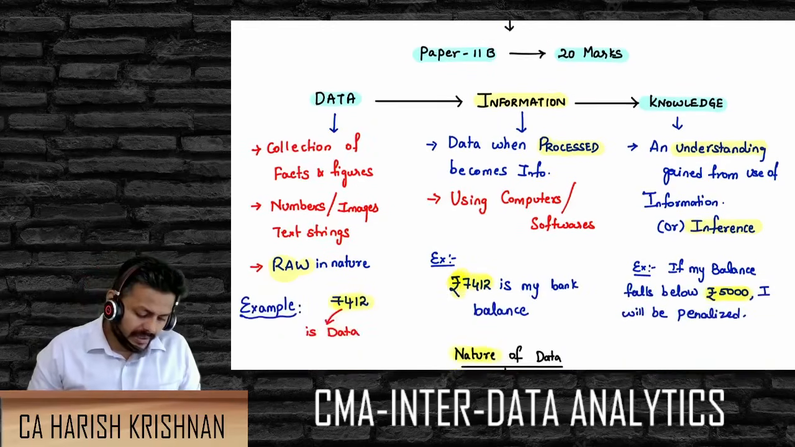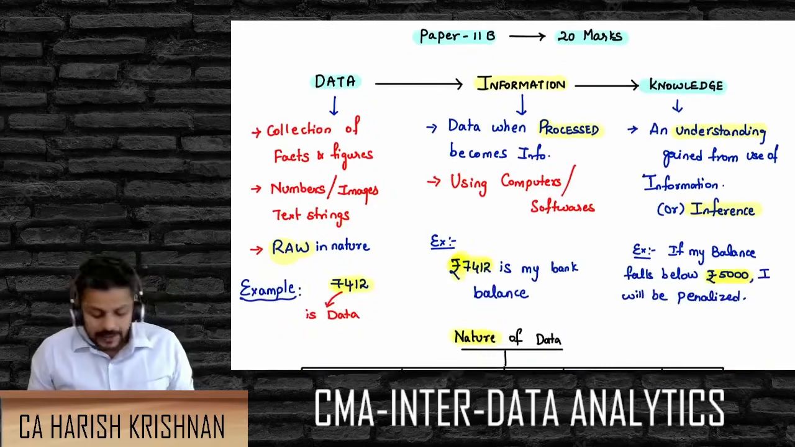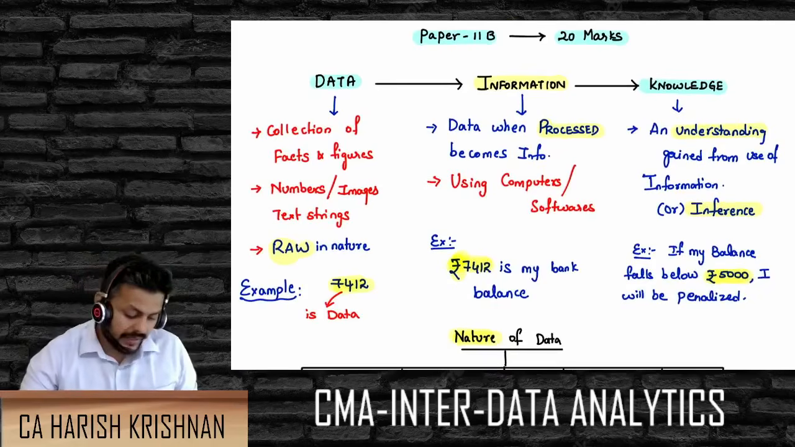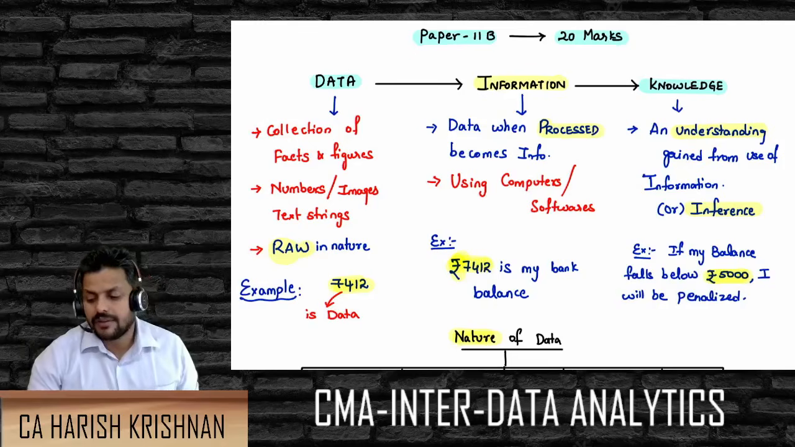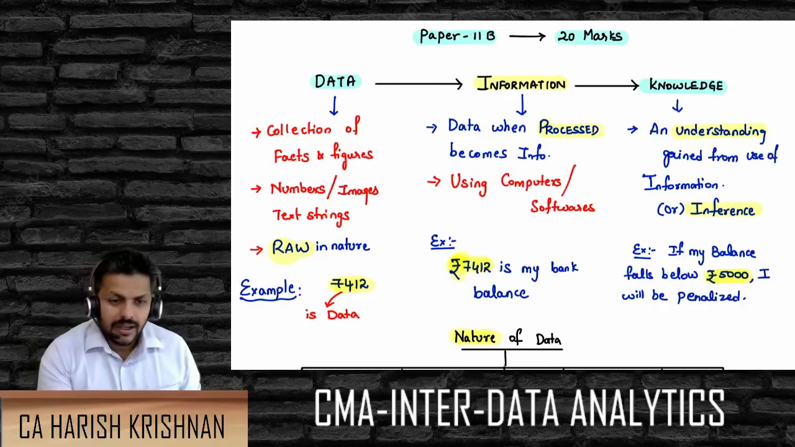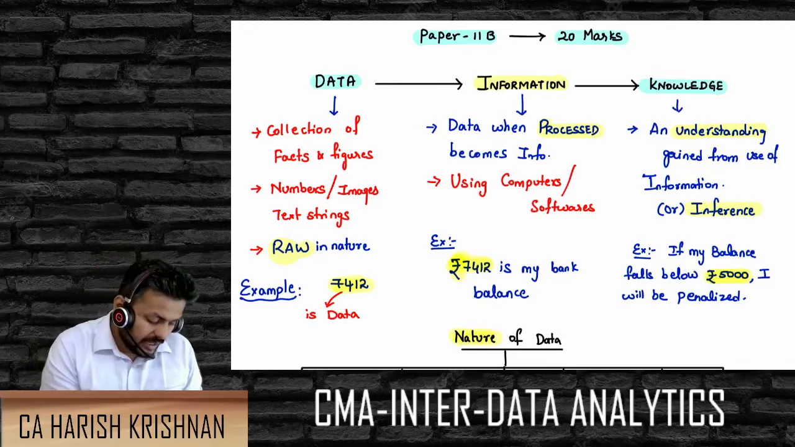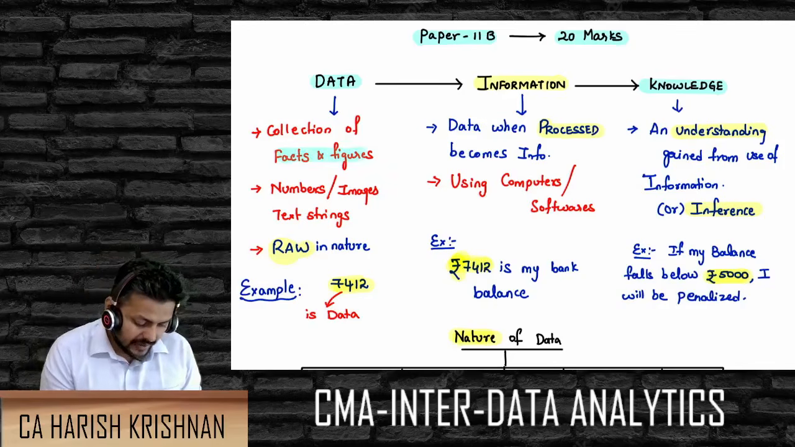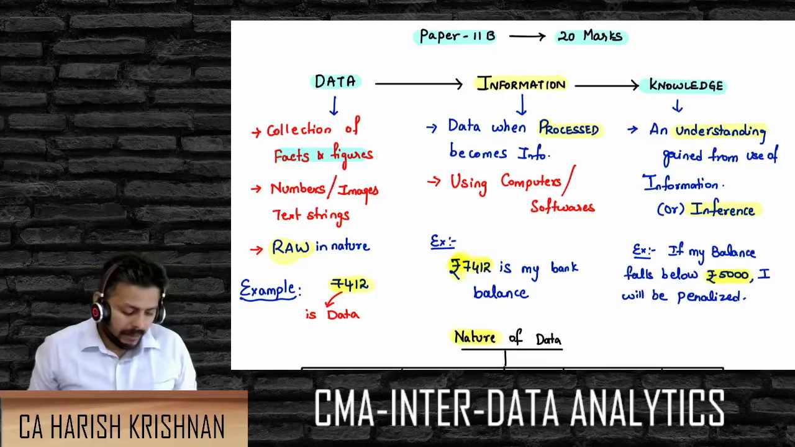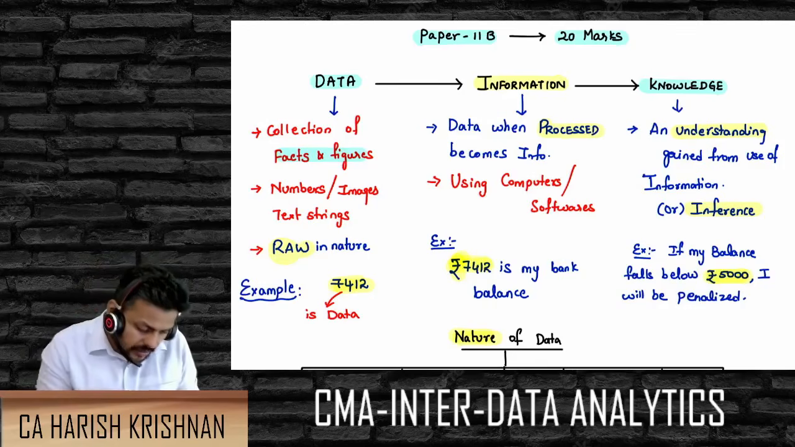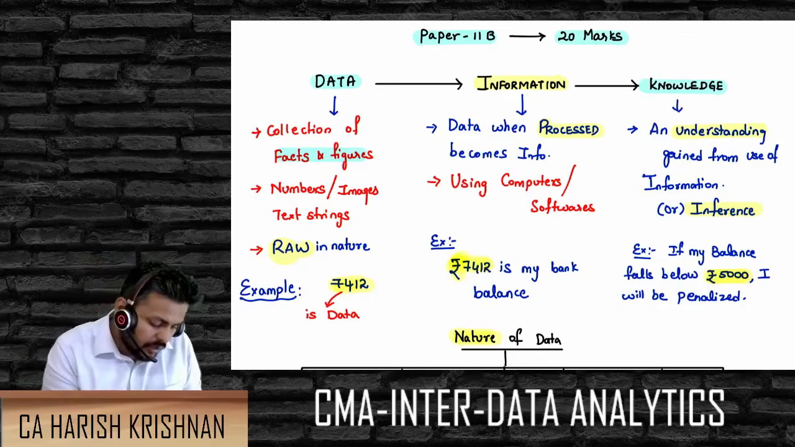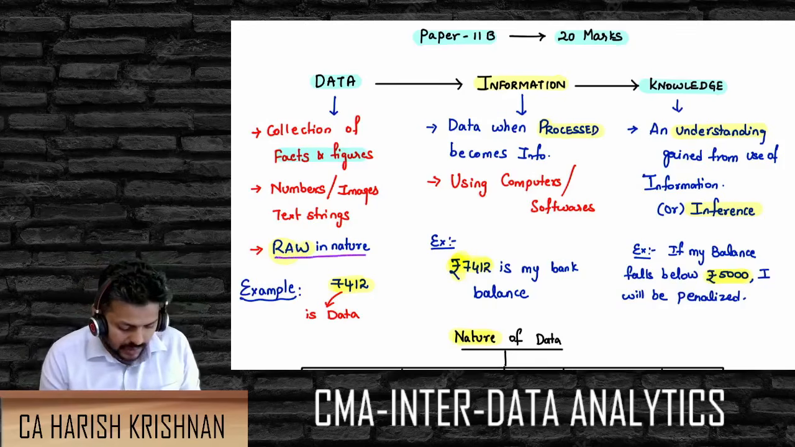So going by that, guys, to start with, we have the discussion about three words: data, information and knowledge. So what about data, information and knowledge? Data is a collection of facts and figures, numbers or images, text strings, and the keyword here is that it is raw in nature. Okay, it is raw.